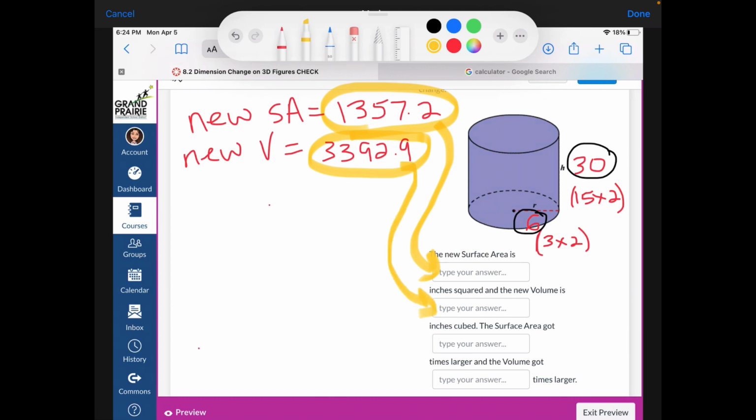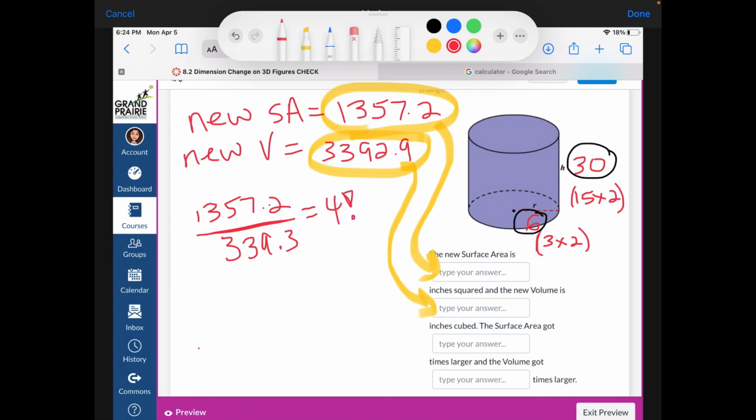Now here, to compare the surface area and what happened with the changes, first we can write down the new surface area number, 1357.2. And we can divide it by the previous surface area number, from the very first thing we did. The surface area used to be 339.3. So how did we get from 339 to 1357? Well, we can divide the two numbers and get our answer. If we divide those numbers, we'll get 4.